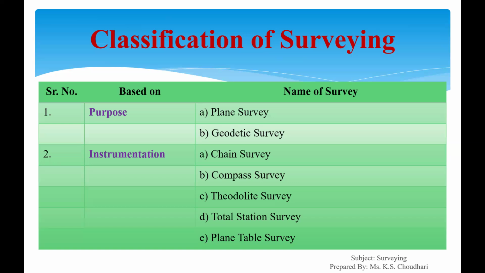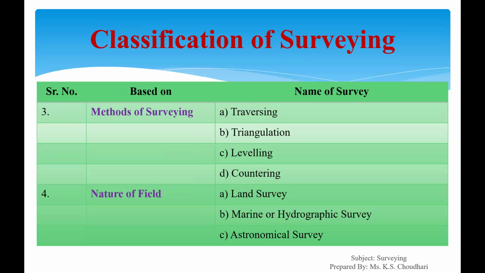Plane table survey. This is the graphical method of surveying. In this, both plotting and taking measurements are done simultaneously. It is used for comparatively small areas. This survey is suitable in magnetic areas and where less accuracy is required. Based upon methods of survey, traversing, triangulation, leveling, and contouring.